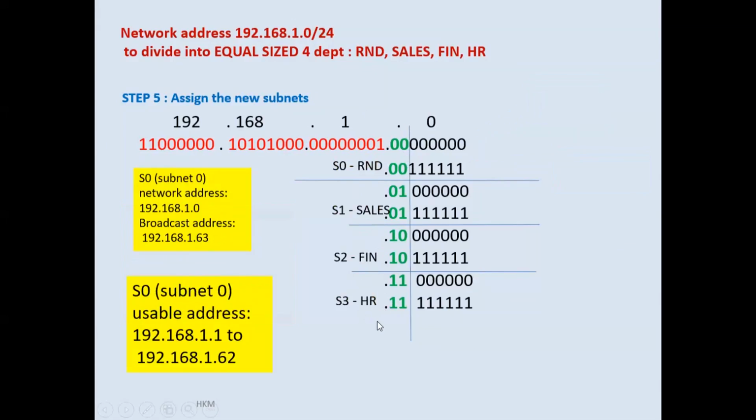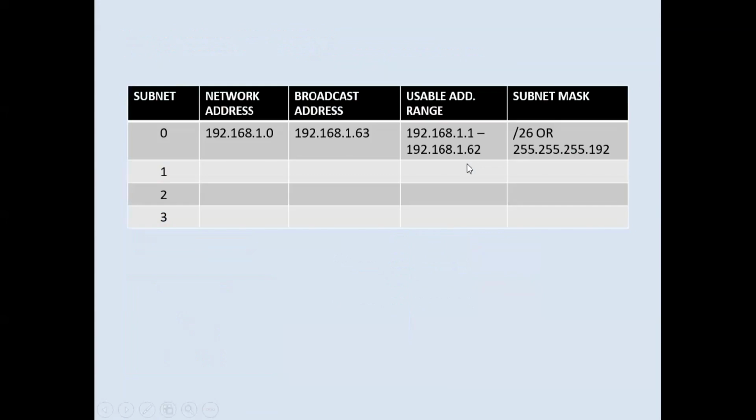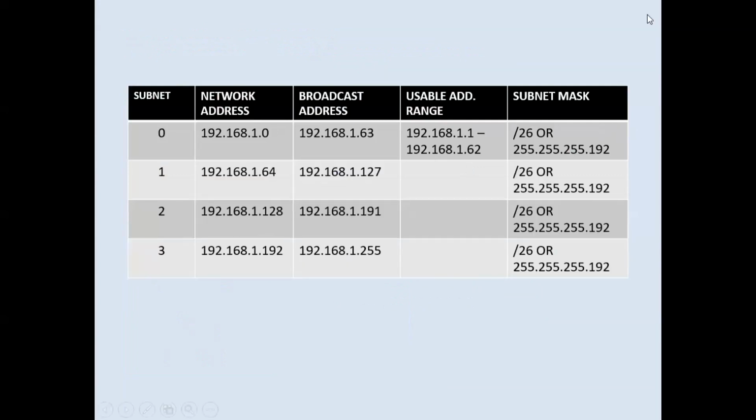But one thing you have to realize here is that their subnet mask right now will change. For example, initially it is /24, but for the R&D subnet now, it will be /26. Why? Because these 2 bits have been moved to become part of the network portion. Okay? Usable addresses are between the network address and the broadcast address. So we can fill in a table like this. It will tell you the network address, the broadcast address, usable address range, and the subnet mask. So we just complete that.